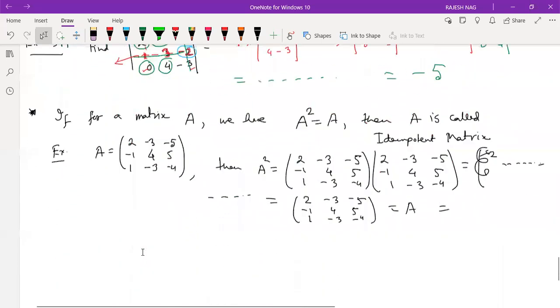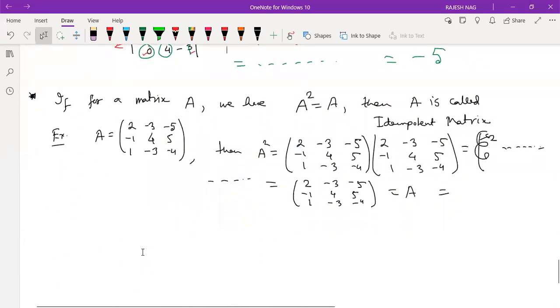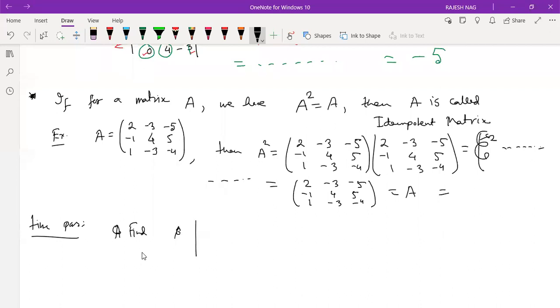Find this determinant: -2 0 3, 1 2 -1, 2 1 0. Find this.